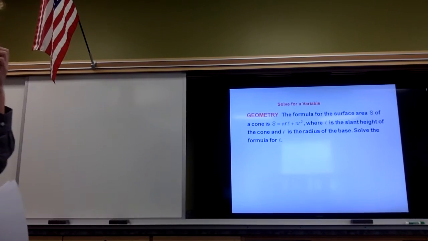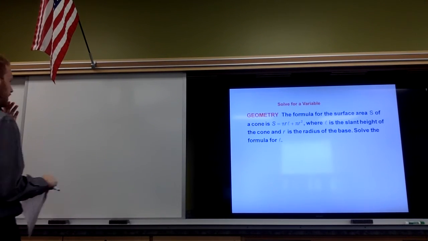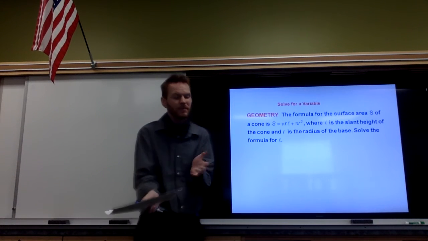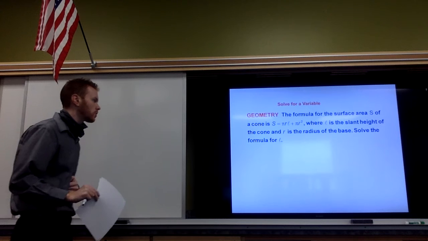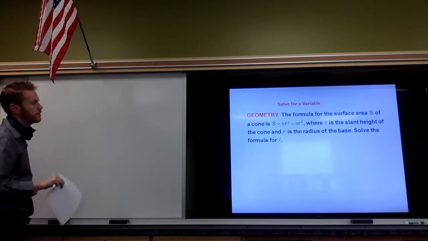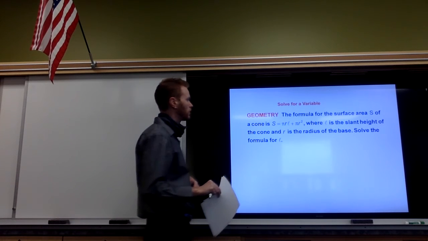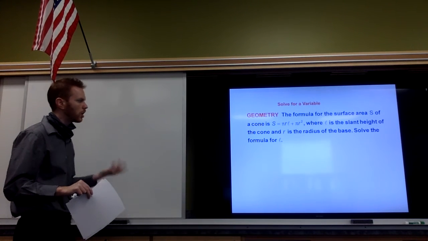Okay, let's rearrange a formula. This is used a lot in mathematics and in your science classes too. Okay, so to find the surface area of a cone, they give you the formula there. L is the slant height of the cone, R is the radius of the base. They want you to solve for L.